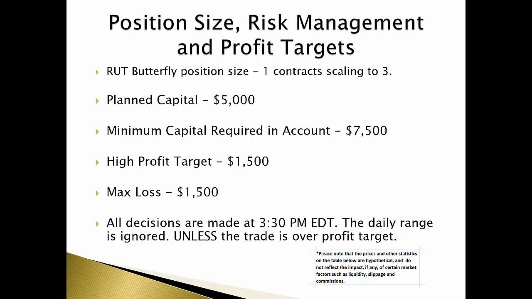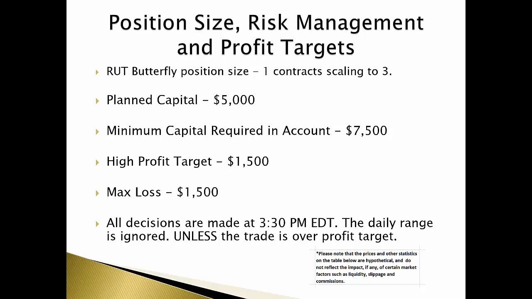So you should have $7,500 in your account if you're going to do this. We're going to have a high profit target number of $1,500, a maximum loss of $1,500. As with the other trades, we make our decisions towards the end of the day. In our samples, we're going to be taking them at 3:30 p.m. Eastern Daylight Time or Standard Time, depending on the way the time's set in the U.S.